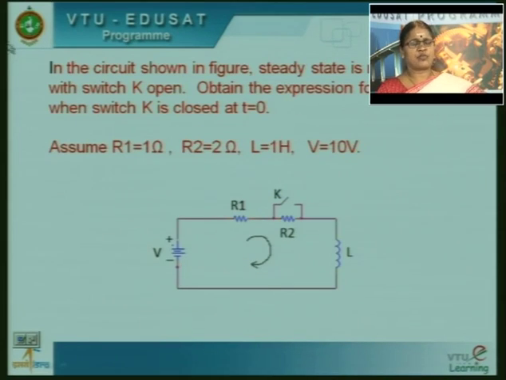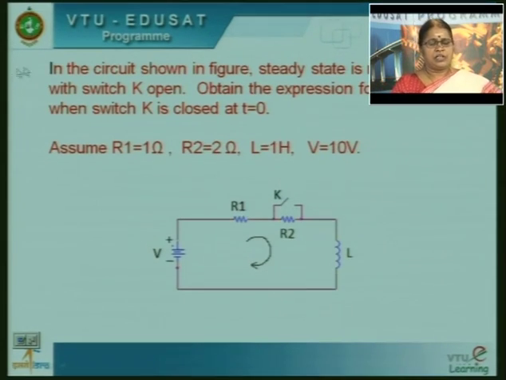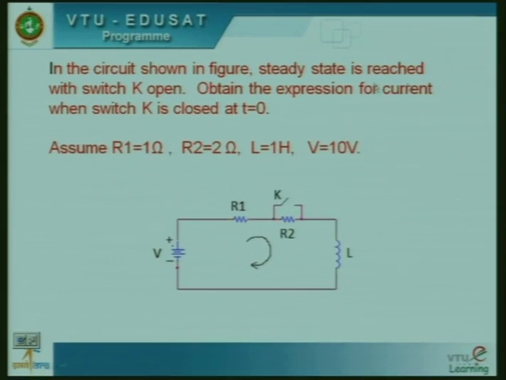Now, let us consider one more example. In the circuit shown in figure, steady state is reached with switch K open. Obtain the expression for current when switch K is closed at t is equal to 0. Assume R1 is equal to 1 ohm, R2 is equal to 2 ohms, L is equal to 1 Henry and the supply voltage V is equal to 10 volts.